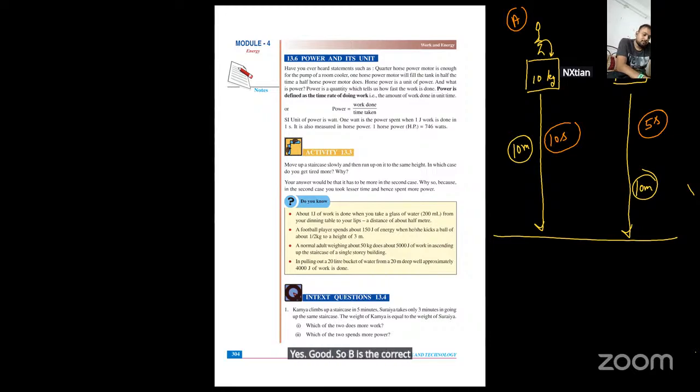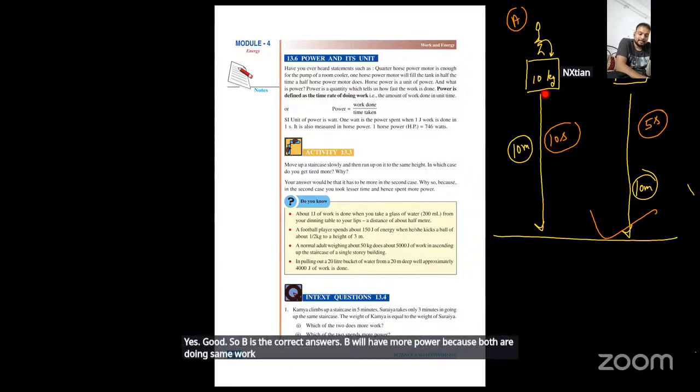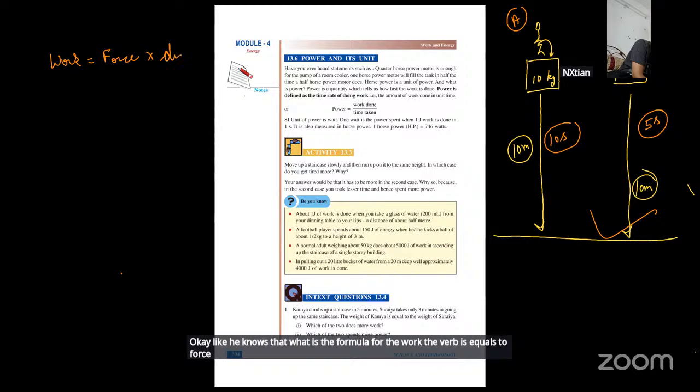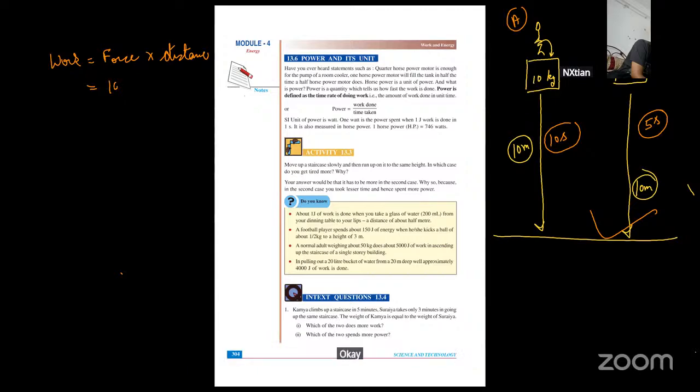B will have more power because both are doing the same work. 10 kg, 10 kg, 10 meter, 10 meter. Both are doing the same work. We know the formula for work: work is equal to force into distance traveled. So how much force is there? The force is 10 kg. We'll take 10 Newton as the force so that it won't be confusing.